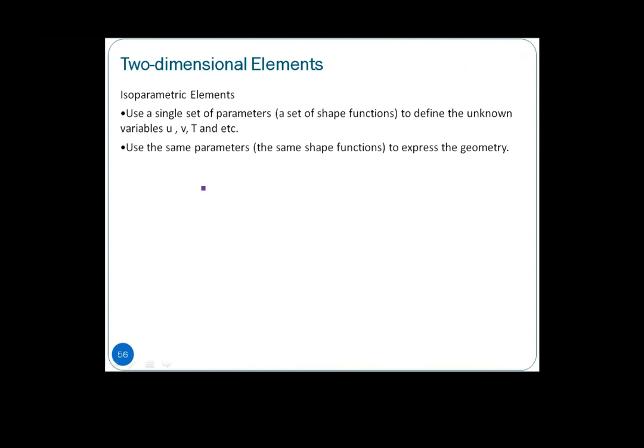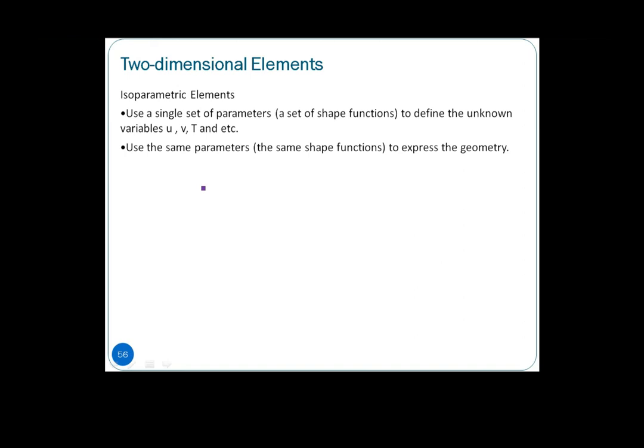Finally, there is another type of element, which we call isoparametric elements. This type of element is particularly important later on in our two-dimensional or three-dimensional solid mechanics problems. Here, the shape functions are used, and the same shape functions are used for our parameters.